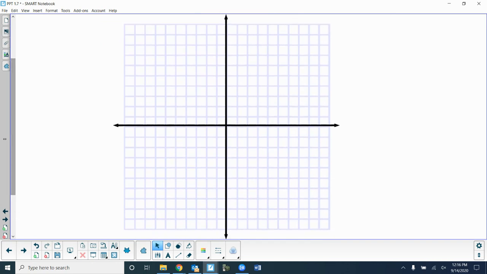Okay, so for number 15, it goes through -1 at the x and +2 at the y. So let's see, probably not like that. So that's what it looks like.